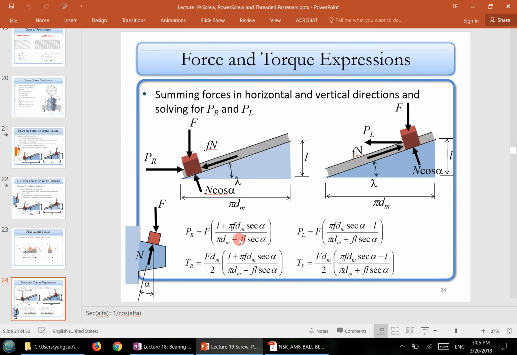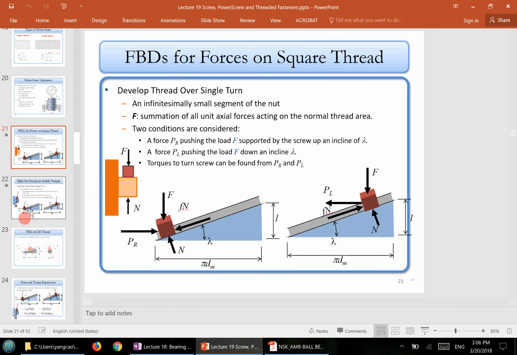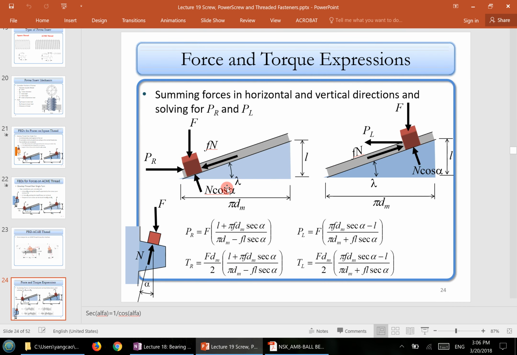And similarly, for when you have an ACME type of thread, the only difference is the surface of the thread, instead of flat, is a little bit angled here, right? So this is basically the angle here, and this is the n at here now. Looking from the front view, the free body diagram is slightly different. This is n times cosine alpha, instead of just n over here like previously. So now you have n times cosine alpha.